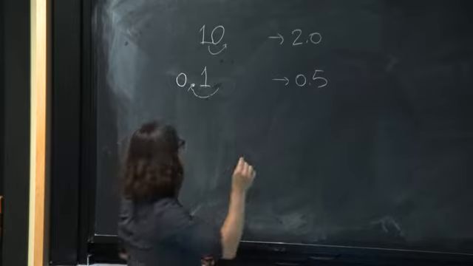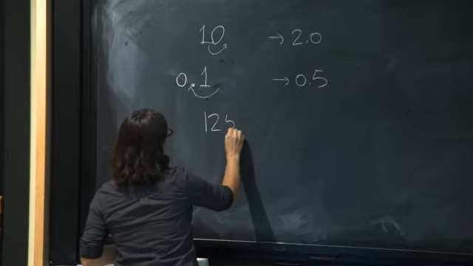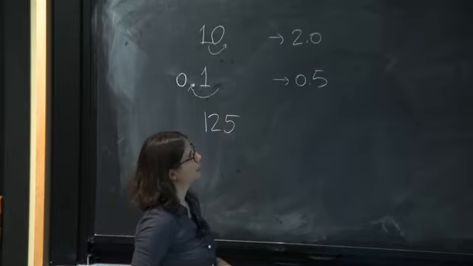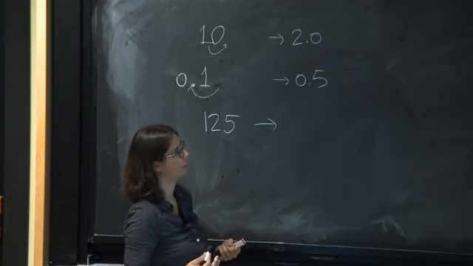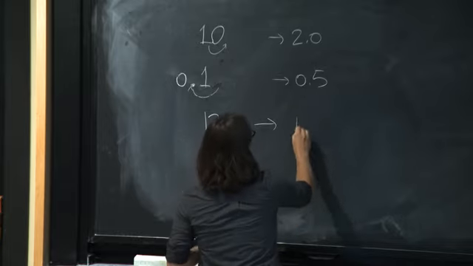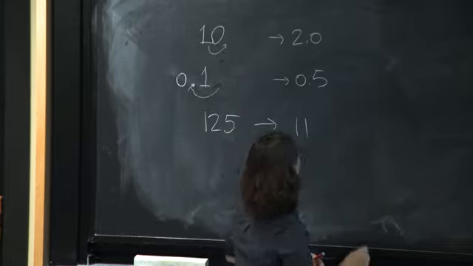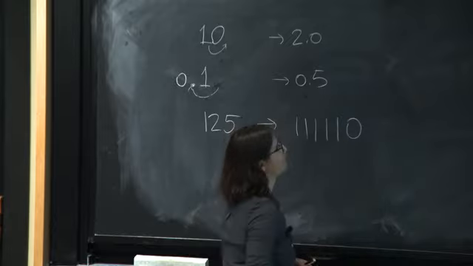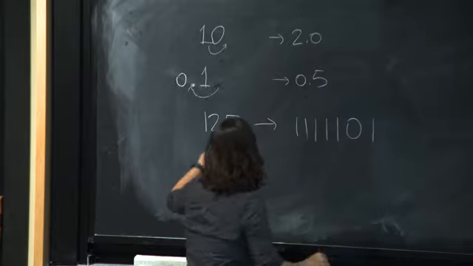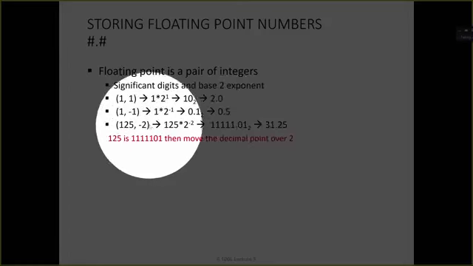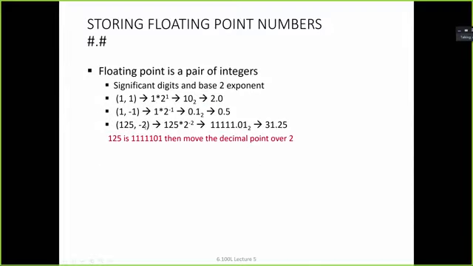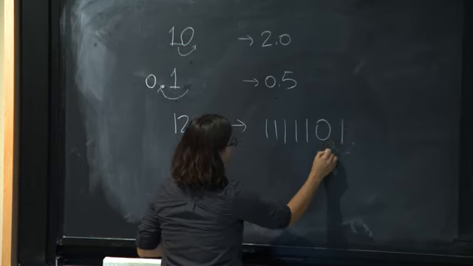And just to bring the point home, 125, okay, is going to be 125 as a significant digit, and 2 to the negative 2. How is this going to work? Well, we're going to take the 125 and convert it to a power of 2. So it's, what is this? I'm not going to remember what it is. 1, 1, 1, 1, 1, 0, 1. This is what 125 is in base 2. But the exponent here tells me it's negative 2. So instead of putting the dot here, I'm going to move it 1, 2 over.